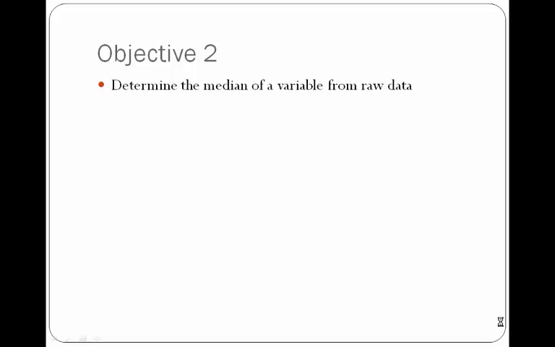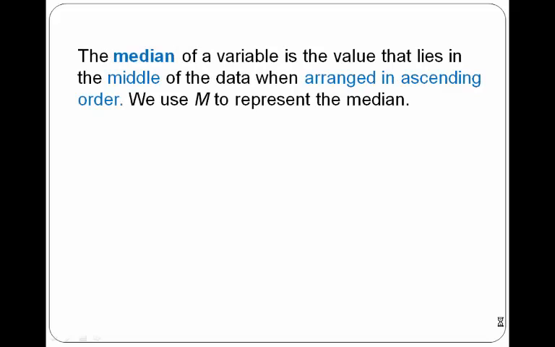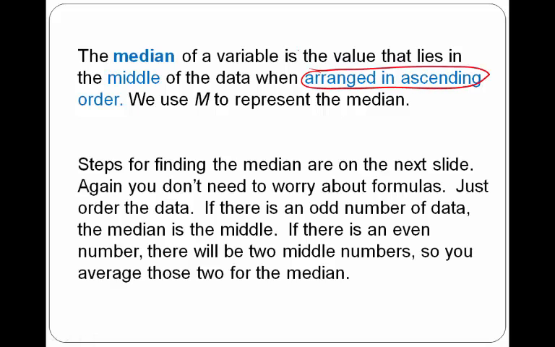The second objective we want to look at is to determine the median of a variable from raw data. The median of a variable is the value that lies in the middle of the data when the data has been arranged in ascending order, and we're going to use a capital M to represent the median. It's extremely important that you note arranged in ascending order. The steps for finding the median are on the next slide.